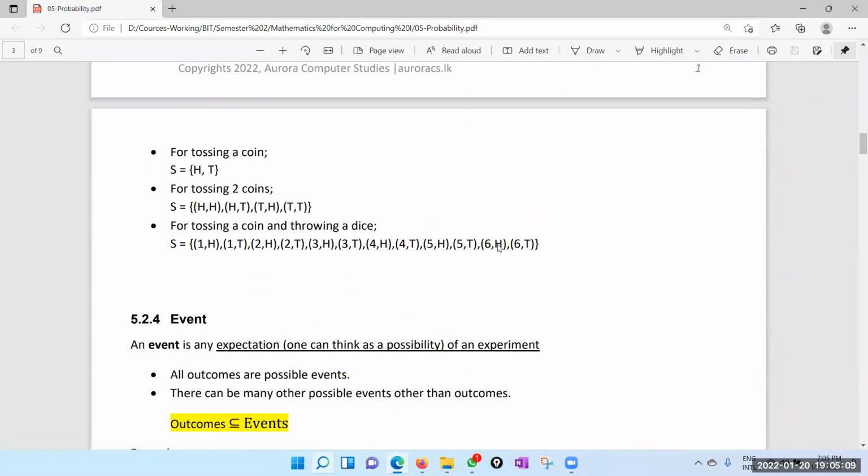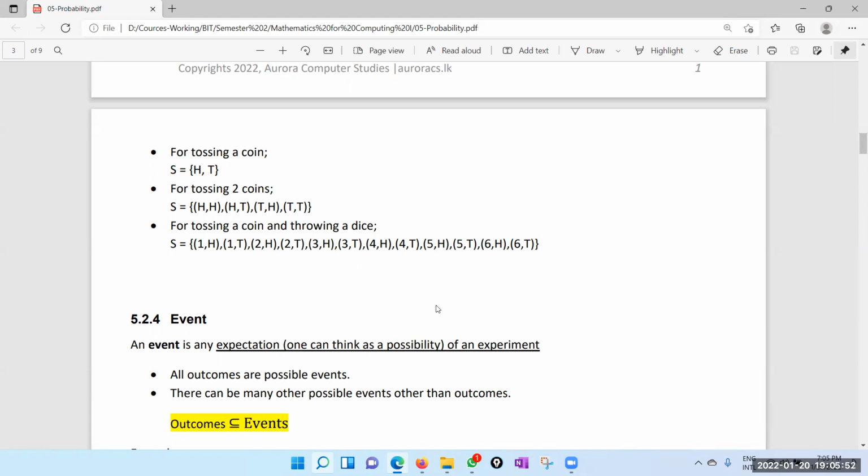So then we discussed events. It's very important that you understand the difference between outcome and event. An event is an expectation, your imagination, right? Every outcome can be an event, but events are sort of boundless. So it's all about your imagination. For example, if you throw a dice, all the outcomes are events. Maybe your expectation is an outcome, or it can be getting an odd number, getting an even number, getting less than 3, and so many things. Okay, so we discussed those.